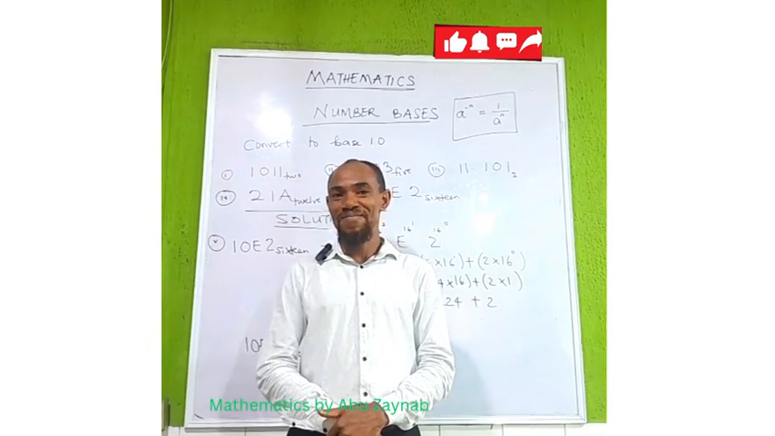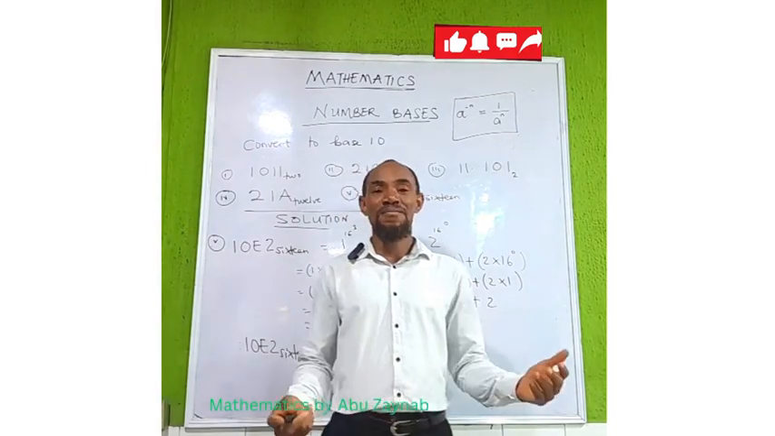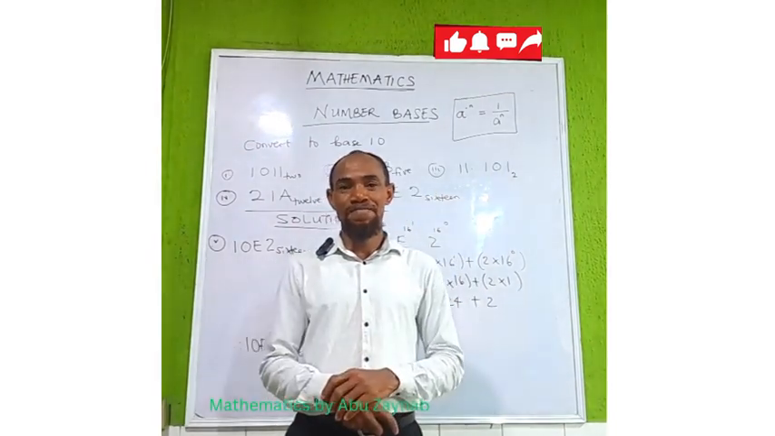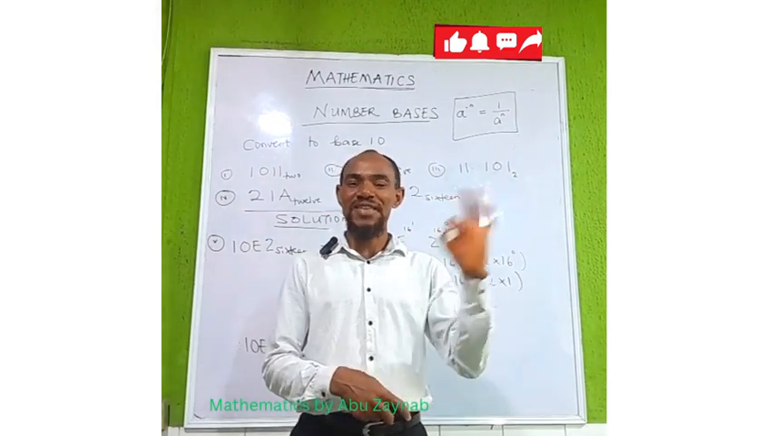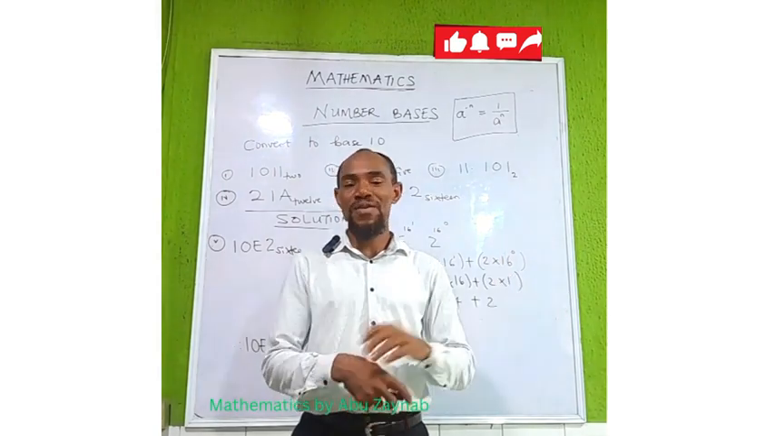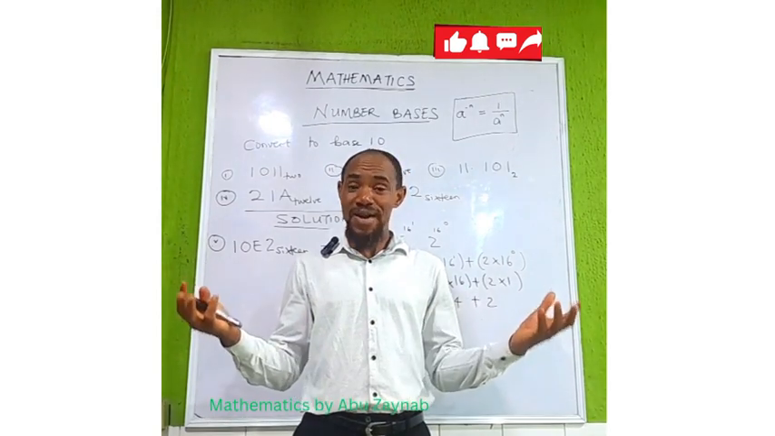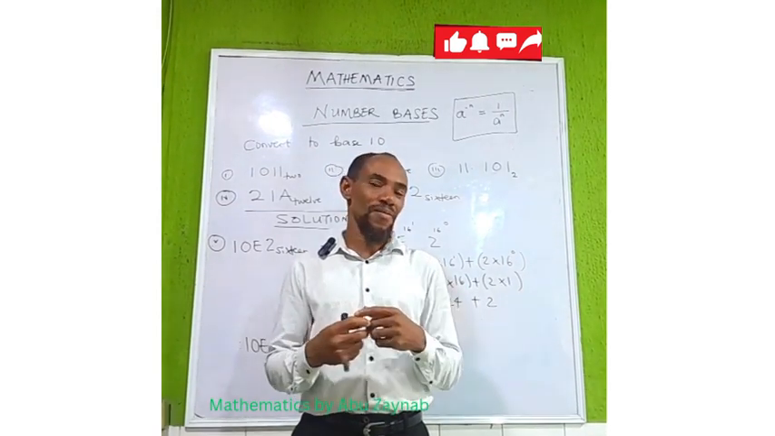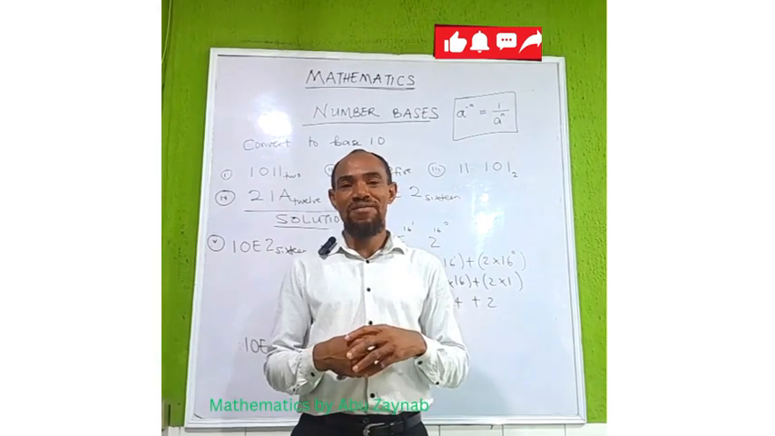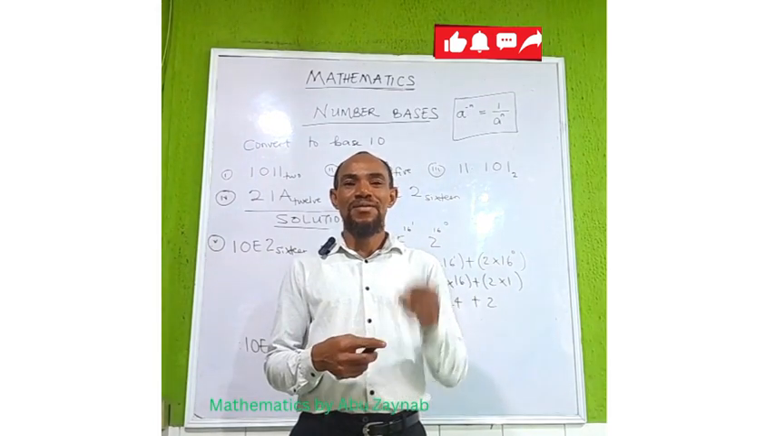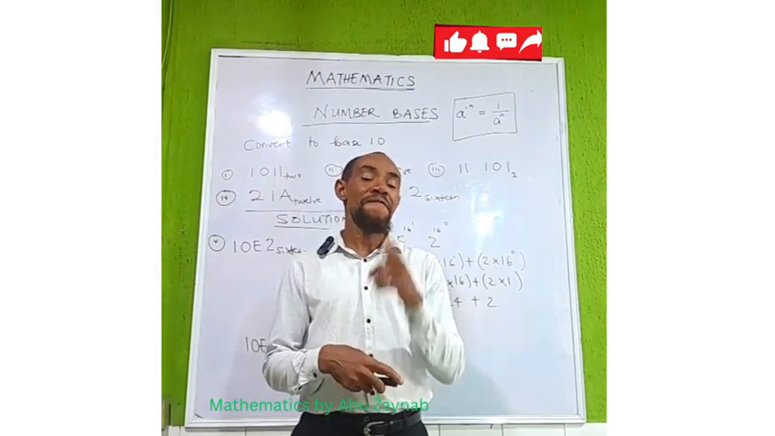So to round up the class, we are going to recap what we have done today. We started by defining what a number base is, followed by listing the nomenclature or the names of certain given bases, which are base 2 binary, base 8 octal, base 10 decimal or denary, base 12 duodecimal, and base 16 hexadecimal.